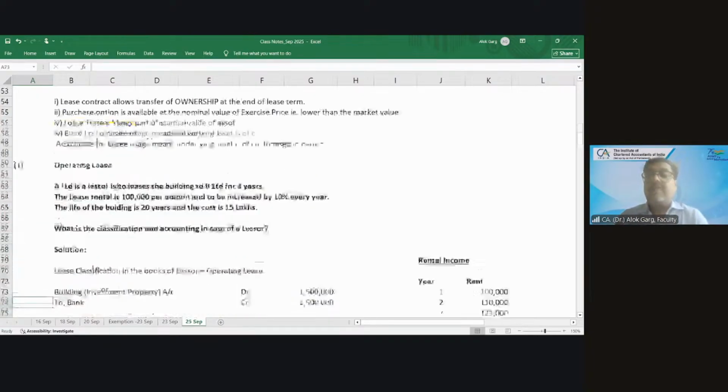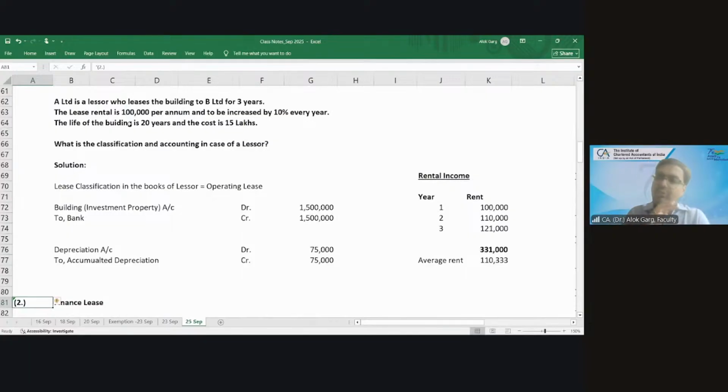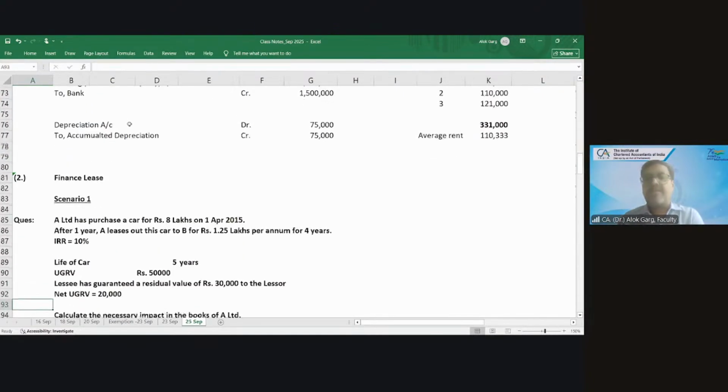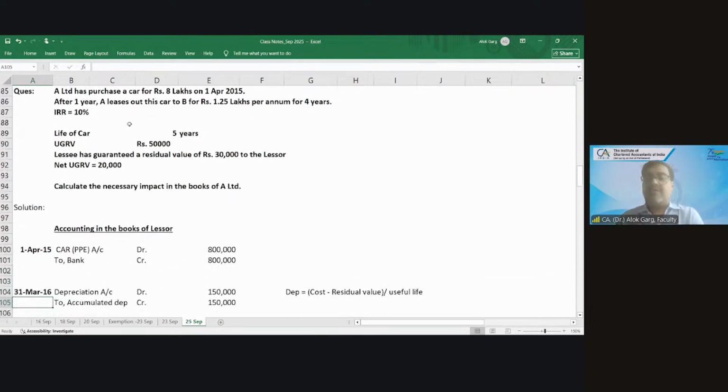Okay. We discussed that in case of operating lease rental, the lessor will continue to recognize the asset, be it PPE or investment property, and will recognize the rental over the lease period on a systematic basis, which is largely the straight line method. In case of a finance lease, the lessor will de-recognize the PPE or investment property and recognize the finance lease receivable.